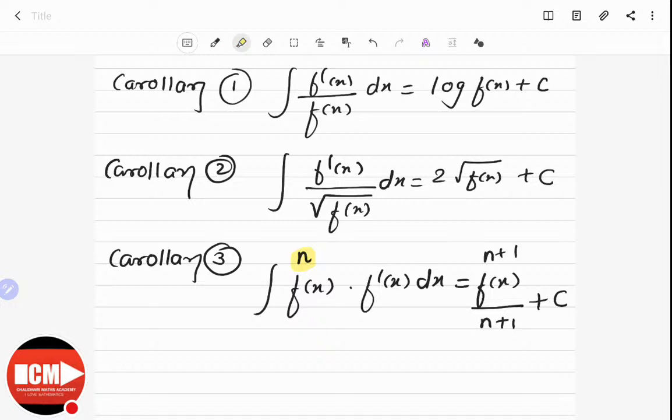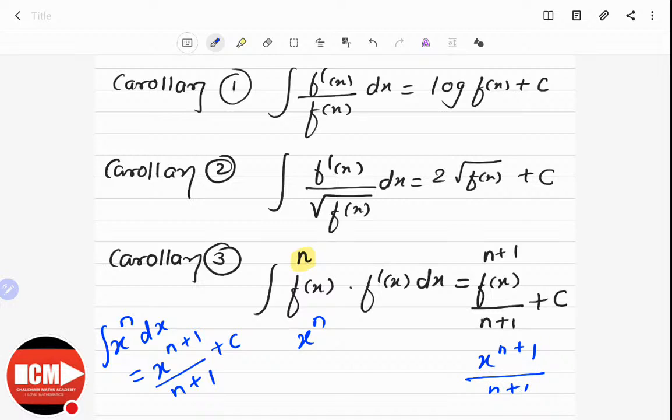Please observe it carefully. This is almost like applying one standard integral. What do you think? Which standard integral I am talking about? I am talking about integration of x raised to n. If you remember, integration of x raised to n is x raised to n plus 1 upon n plus 1. So if you observe, this corollary is exactly similar to this formula, and if I assume this as x raised to n, the right hand side is x raised to n plus 1 upon n plus 1. So by observation you can remember these corollaries.